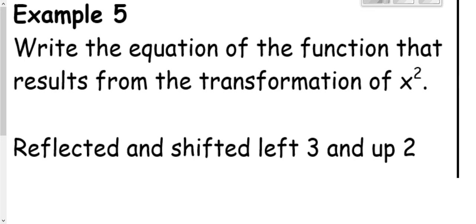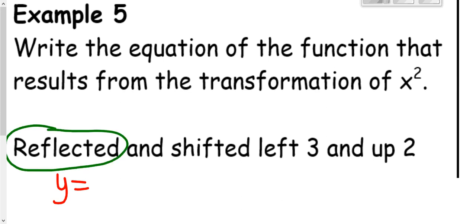Okay, so now let's talk about if they give you the transformation and they want the equation. In this case, they're asking you for the equation of the function that results from the transformation of x squared. So they're giving you these transformations down here. So always start with writing your function, either y equals or f of x equals or whatever it might tell you. In this case, it doesn't matter. So then let's look. We are reflecting, and then we are shifting.